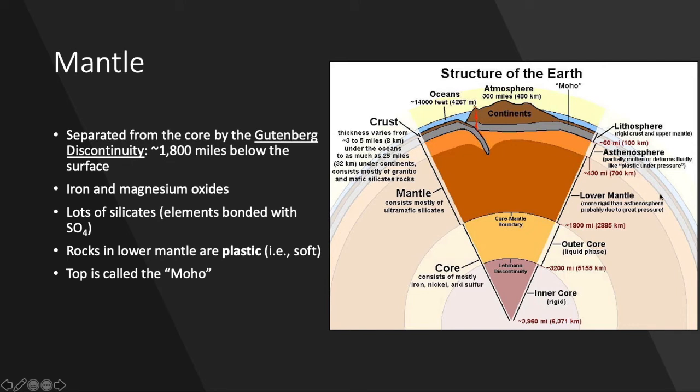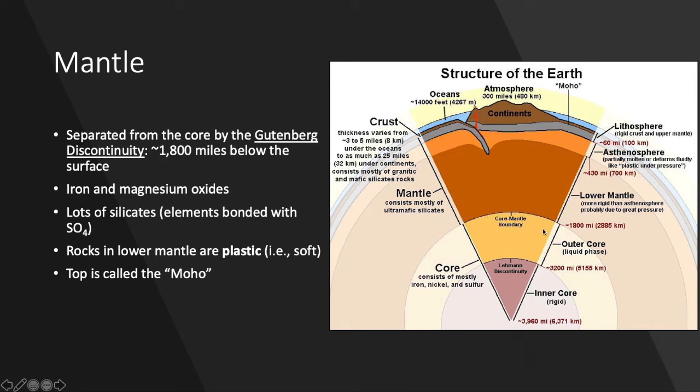All right, we've moved away from the core. Now we're interested in the mantle. So here we have the core, the inner core, outer core, and now we're looking at the mantle. And this is one of the largest regions of the subsurface Earth. And it is separated from the core by what's referred to as the Gutenberg discontinuity.